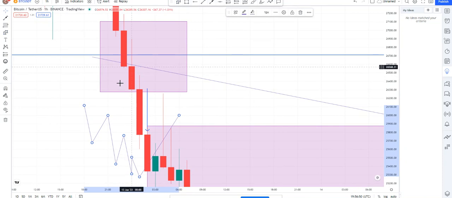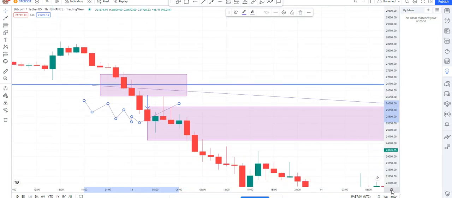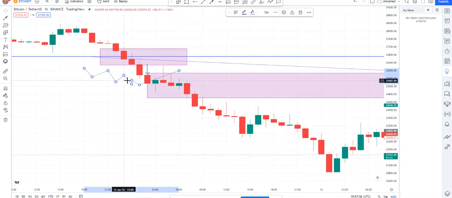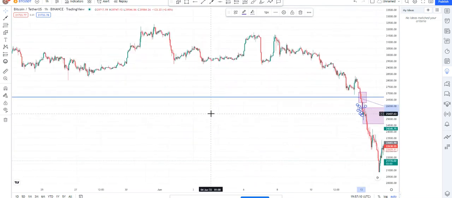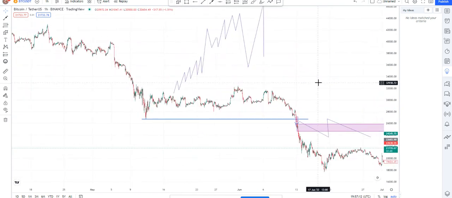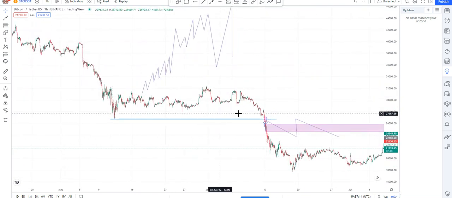So they have mitigated each other, and then we now have an inducement here. An inducement is where we can have a new sponsor candle. That is basically why I ignore this place. I ignore it because it has been mitigated already. By just giving the chart a rough view, I can see that this range has been mitigated.